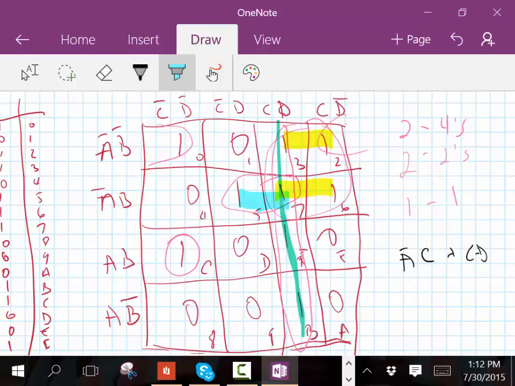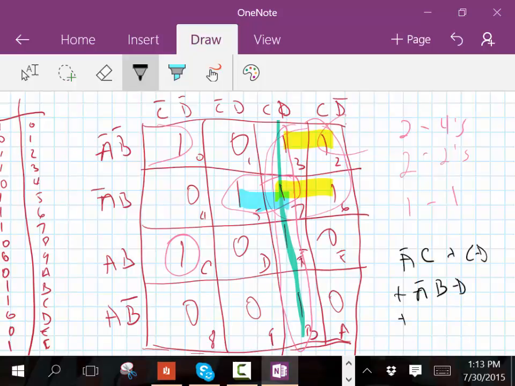Okay, so as we look at this group of 2, only one term drops out, right? So as we go from here to here, what changes? C. So it's A naught, B, and D right there. So that's that one group of 2.